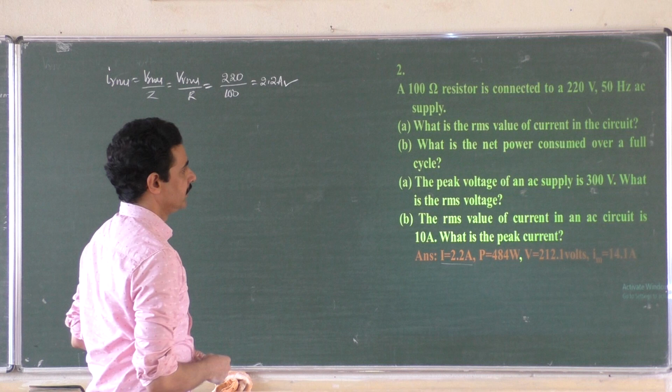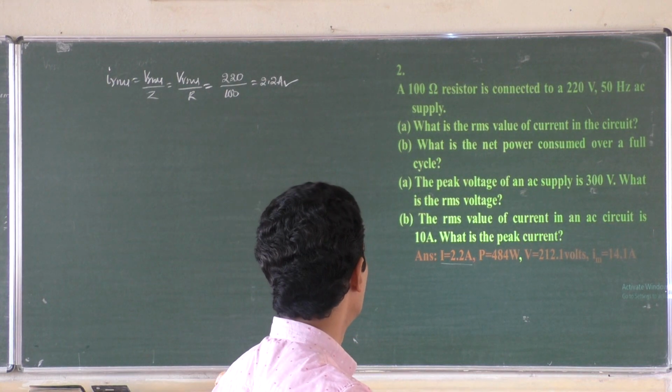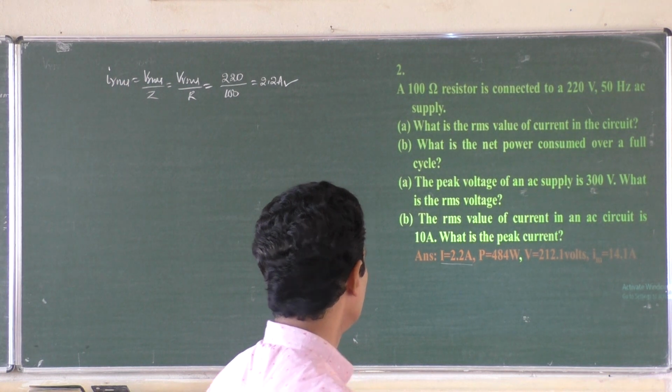What is the RMS value of current in the circuit? Is it not focused? I doubt. Yeah, it is focused. 2.2 amperes.